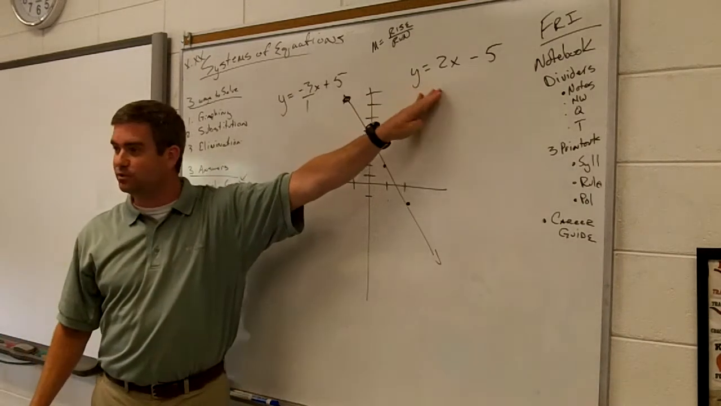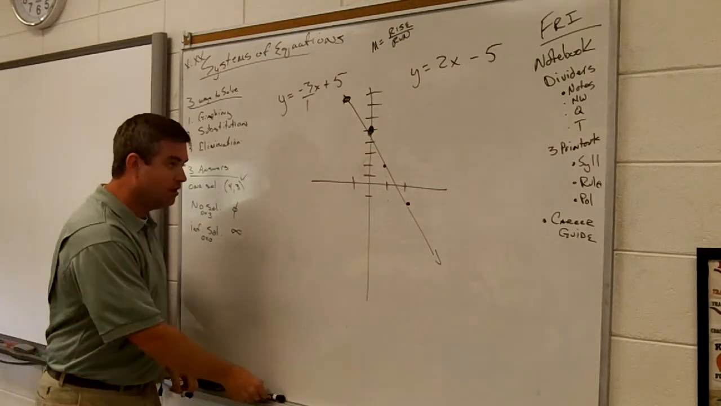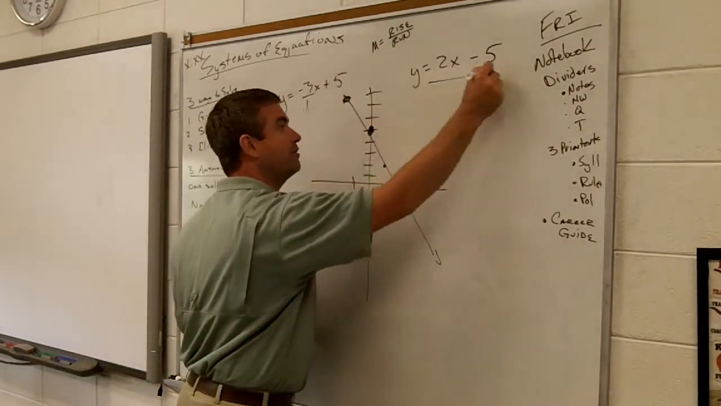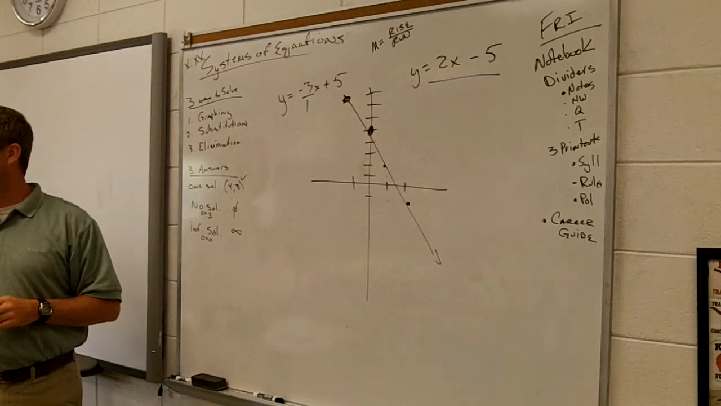Then we got to graph this one. Okay, we graph this one. I did the first one in black. I'll change colors here. I will do this one in blue. How do I graph this line here? y equals 2x minus 5. Anna, tell me what to do here.